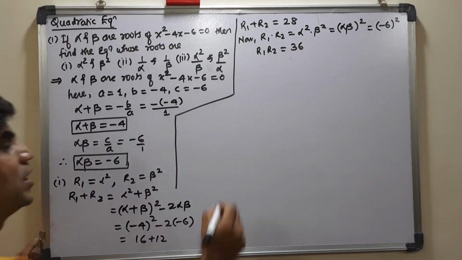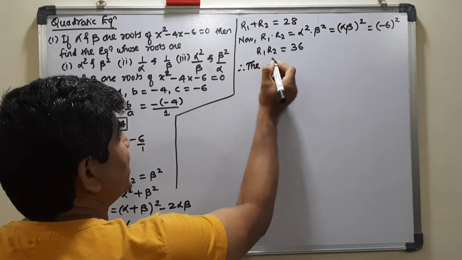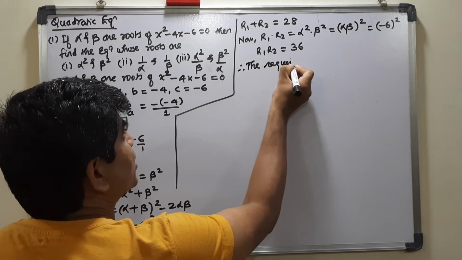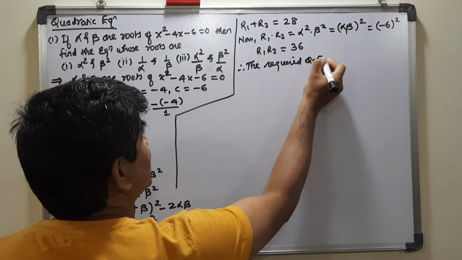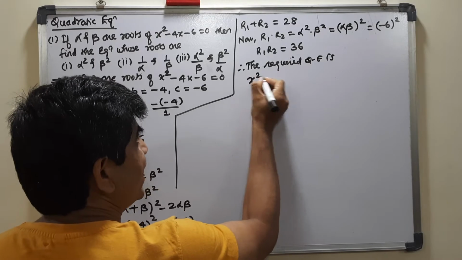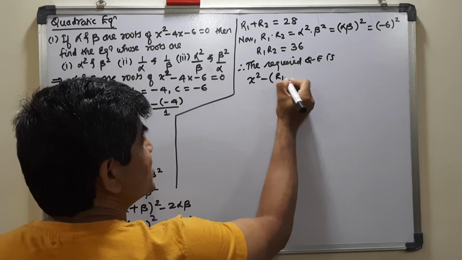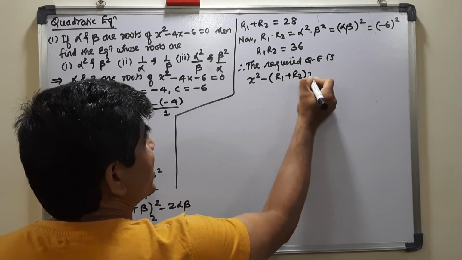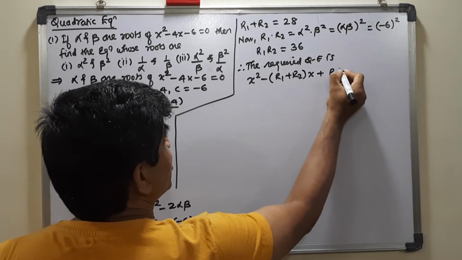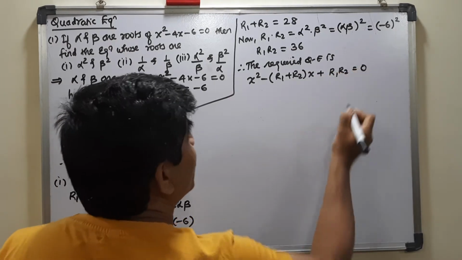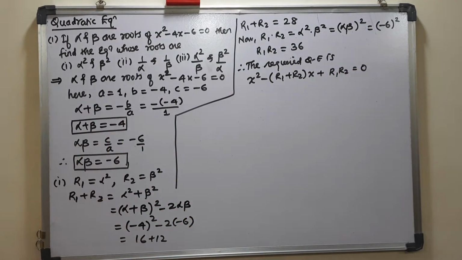So therefore the required quadratic equation is x square minus sum of roots into x plus product of roots. I spelled out sum of roots and product of roots. I did not spell r1 plus r2 so that I remember what I want to say. Okay. Now just fill up these values.